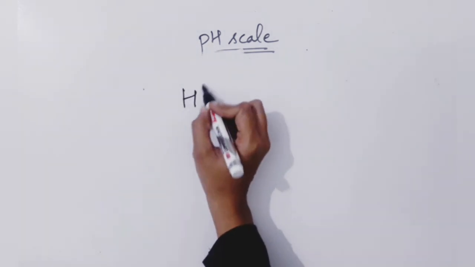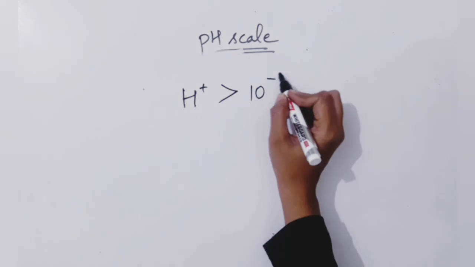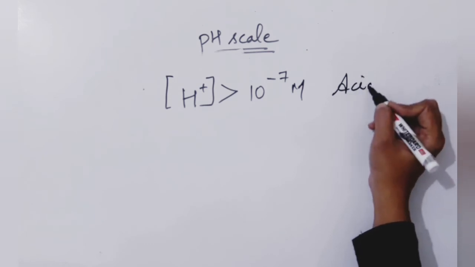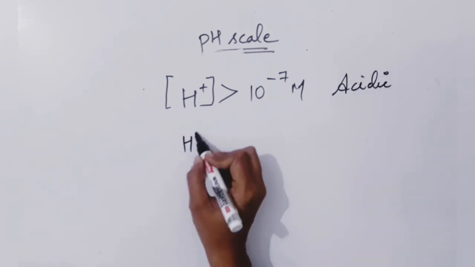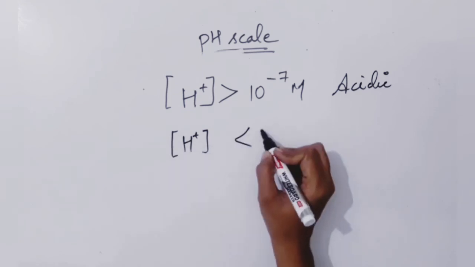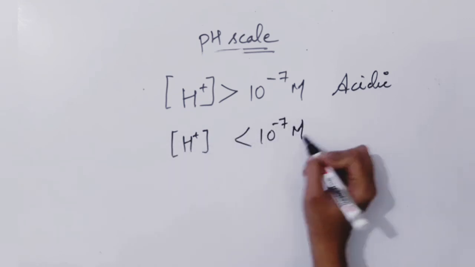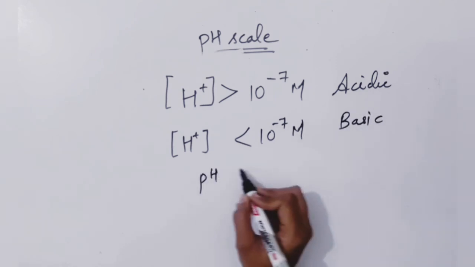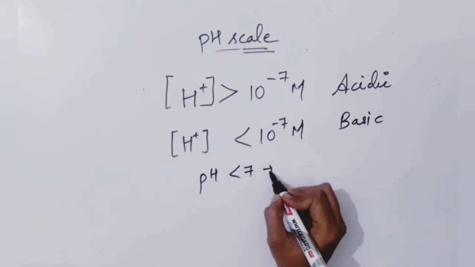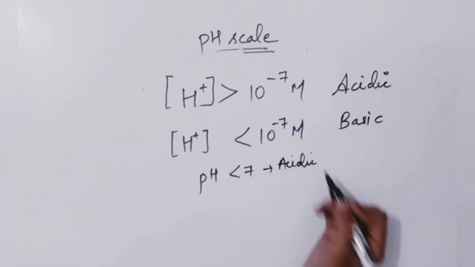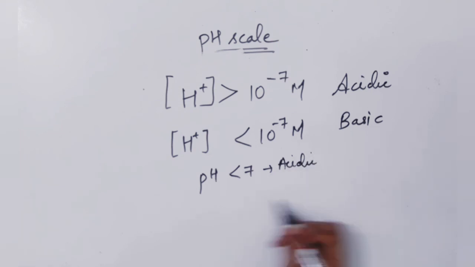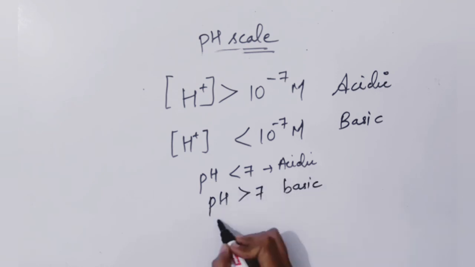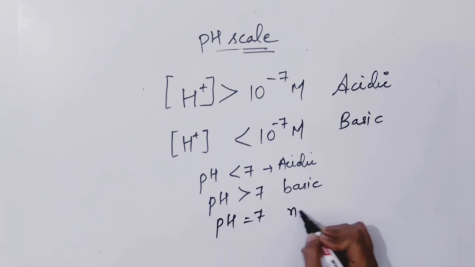Now if H plus concentration is greater than 10 to the power minus 7 M, then the substance is acidic. If H plus concentration is less than 10 to the power minus 7 M, then the substance is basic. So pH less than 7 is acidic pH, pH greater than 7 is basic pH, and pH equal to 7 is for neutral substances.